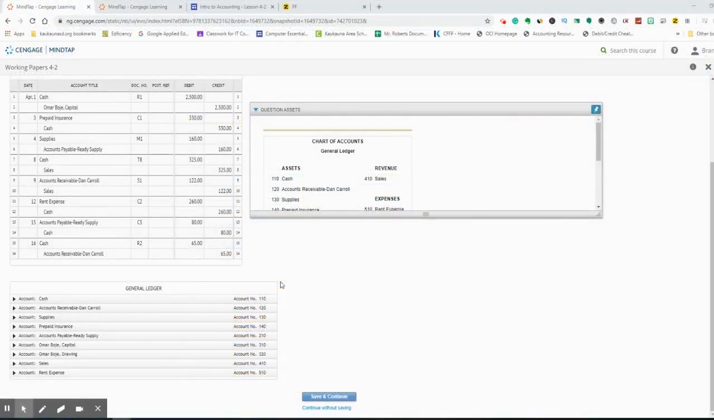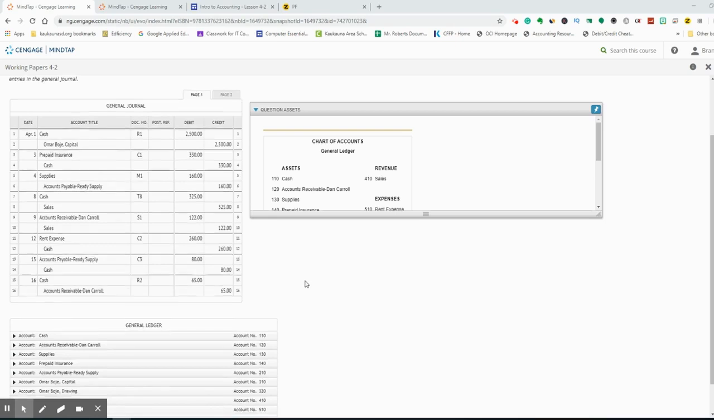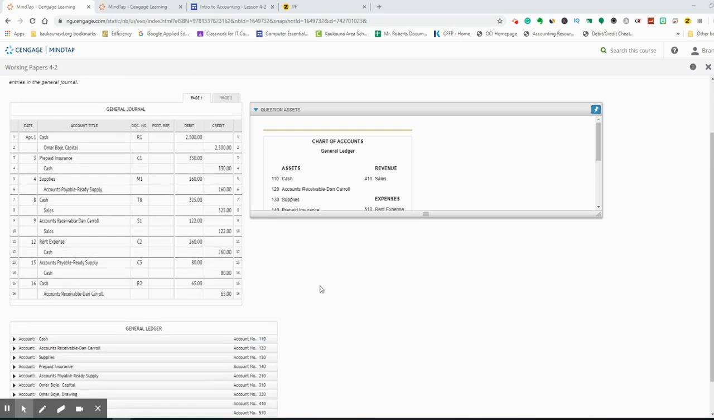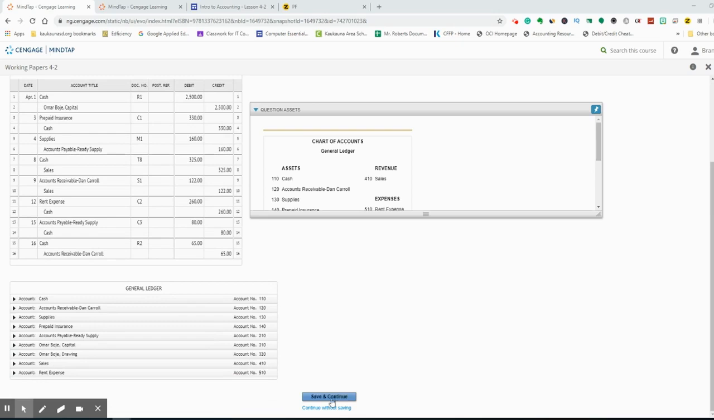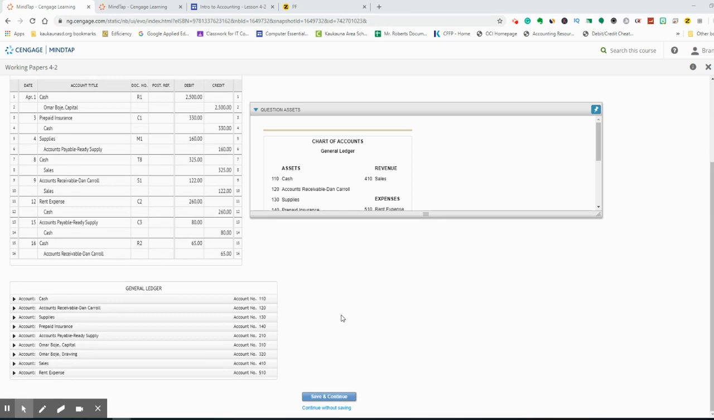All right, so here we are on Working Papers 4.2, and we want to post to our general ledger, which means take all the information that we already recorded in our general journal, just like we completed in Chapter 3, and post it to the general ledger. So that's what we're going to do here. I will tell you that this is a little bit time consuming as we're posting. Make sure you remember that you can hit save and continue at any time, and it's going to save your progress if you need to take a break or stop and do something else.